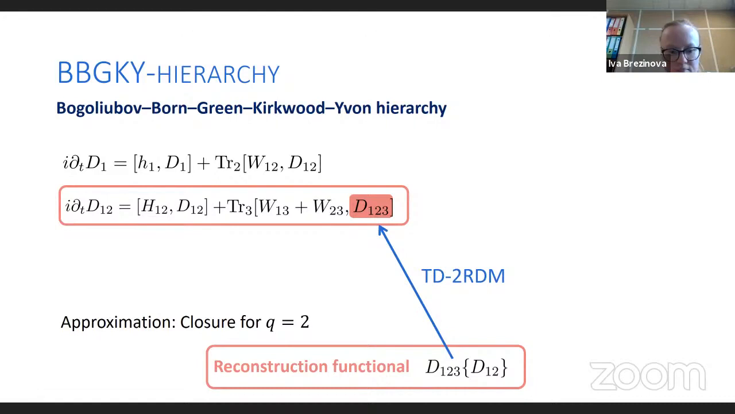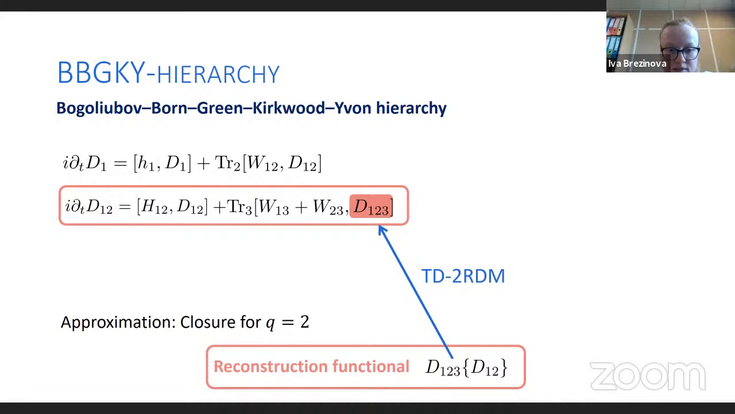So just to mention, I'm afraid the last line you cannot see because it is somehow covered by my taskbar, but I will verbalize it. So the scaling of this method is to the power of 5 if we use a grid basis, or to the power of 7 if we use an orbital basis, and linear in time. So we have a polynomial scaling with this theory.